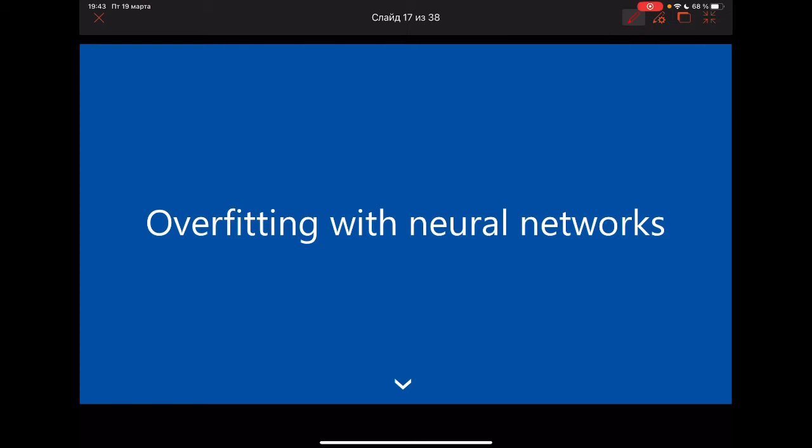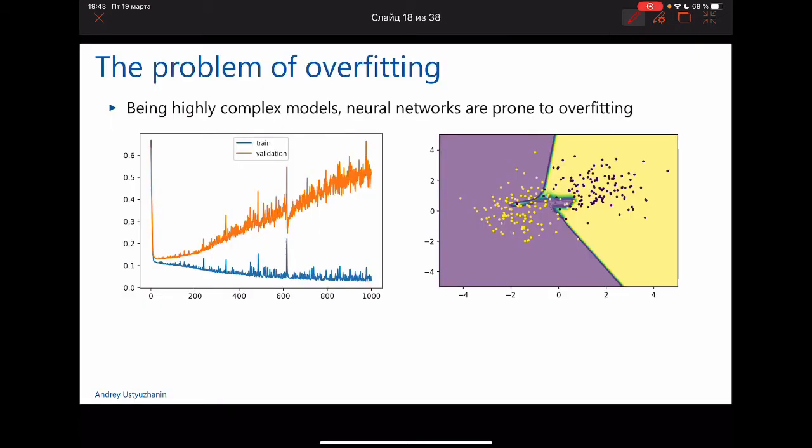So let's look at how overfitting of a neural network can be addressed on the layer level.